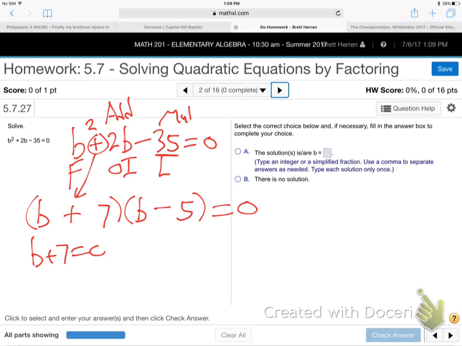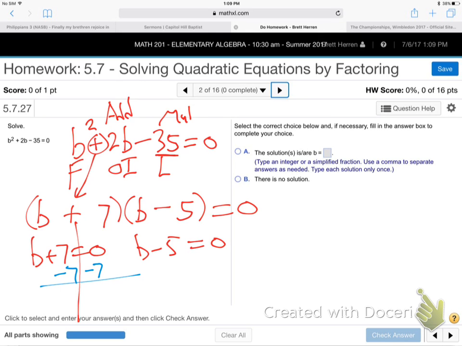We set the first one equal to 0 or the second one equal to 0. They each get their own 0, because if two things multiply to be 0, either one could be 0 to make that happen. And then finish. So how do we finish this one?